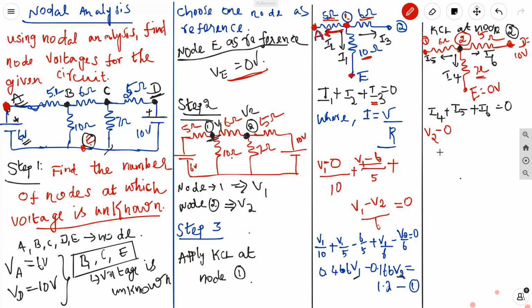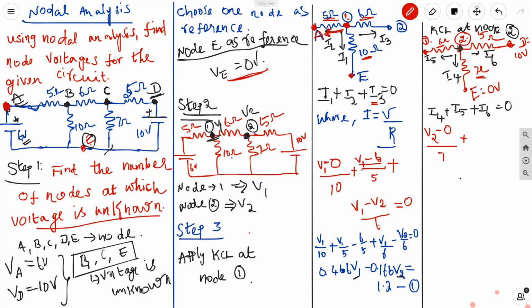Yes, Kamalesh, very good, correct. V2 minus 0 divided by the resistance 7, right? Then plus I5. I5 is the current through the 6 ohm resistor, right? See, the 6 ohm is connected between node 2 and node 1. Now both voltages are unknown, and see how I am taking it.